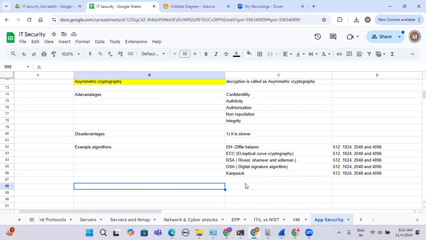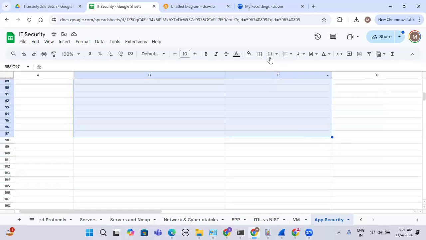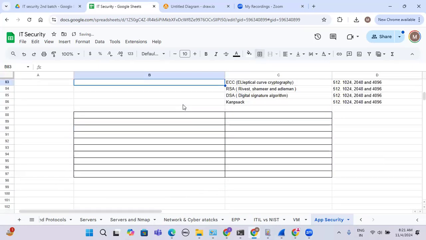Here the left side is symmetric and the right-hand side is asymmetric. If we mix these two, we can call it hybrid cryptography. Hybrid cryptography is also called PKI, public key infrastructure. There we use it as part of SSL/TLS mutual authentication or SSL/TLS negotiation. So, symmetric cryptography and asymmetric cryptography.